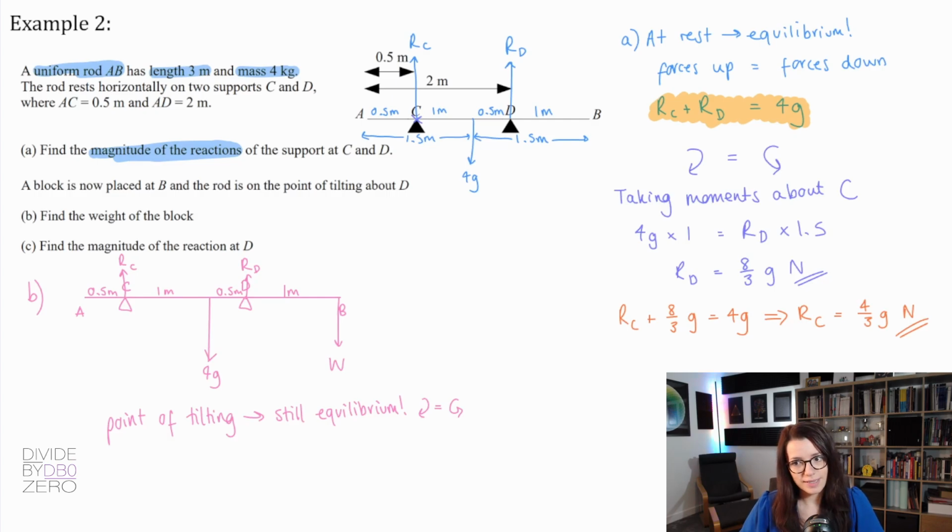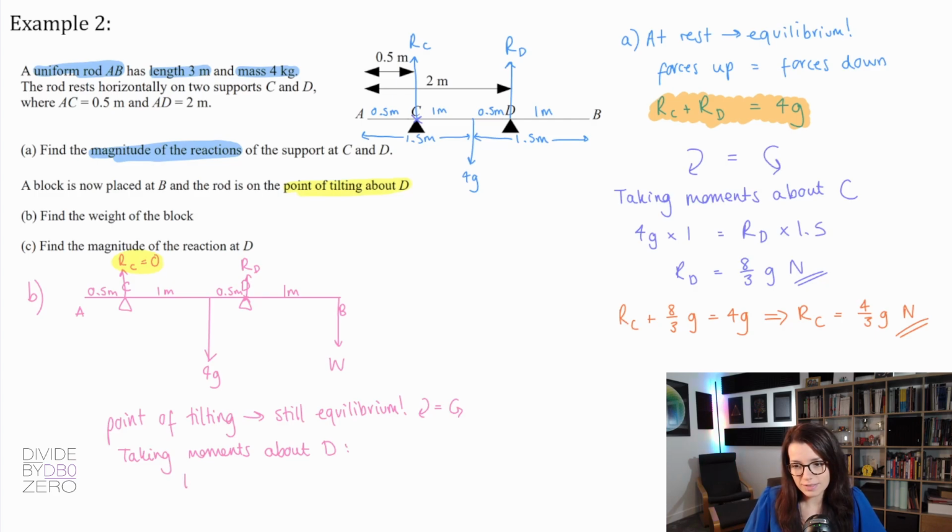Now with tilting, if it's on the point of tilting about D, what that means is that the reaction force at C is in fact going to be 0. Because if it's on the point of tilting about D, the rod is going to lift up from the support at C. Now in this case, I would specifically take moments about point D, because wherever you take moments about, you can ignore any forces at that point, and we don't really know what RD is.